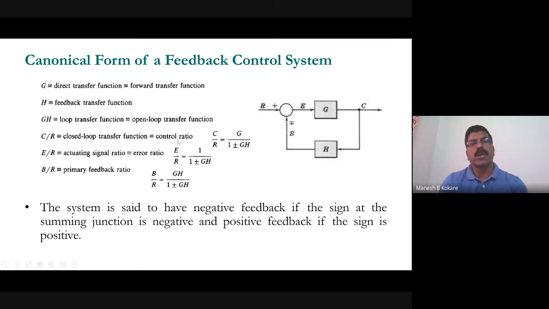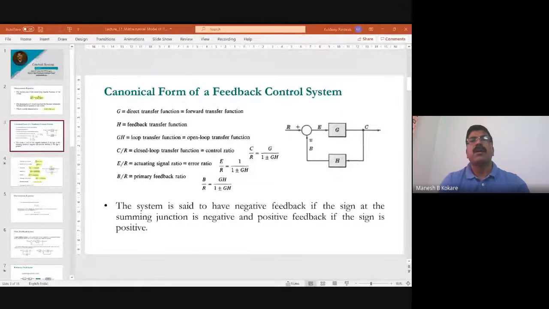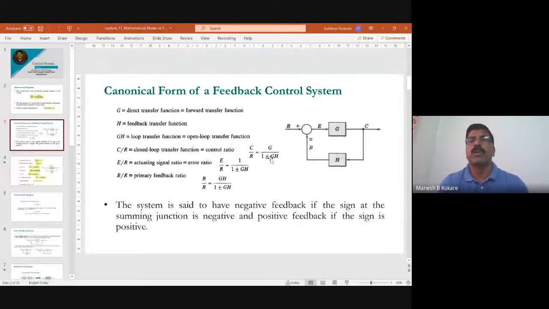So the closed loop transfer function, also called the control ratio C by R, is given by G upon 1 plus or minus GH. As I said, if this feedback is negative, then it is called negative feedback, and the denominator will be 1 plus GH. If this sign is positive, then it is called positive feedback, and the overall transfer function will be G upon 1 minus GH. So if it is positive feedback, this sign will be negative. If it is negative feedback, then this sign will be positive.